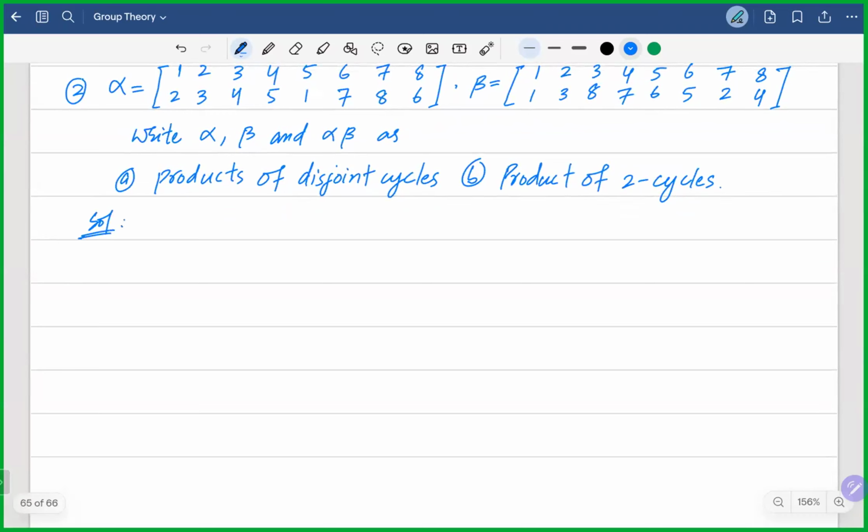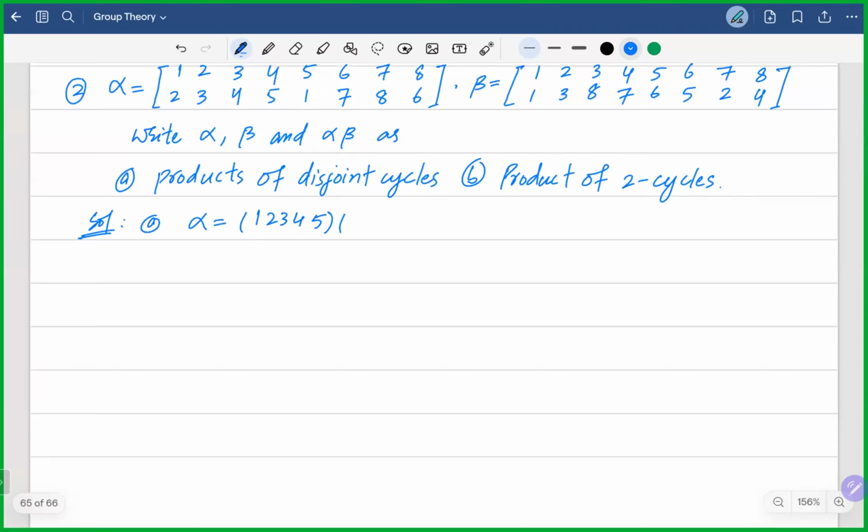Solution. So first, let's write alpha as the product of disjoint cycles. So alpha is going to be that 1 is going to 2 and 2 is going to 3. So I can write 1, 2, 3, and then 3 is going to 4. So I can write 4. And then 4 is going to 5. So I can write 5. And then 5 is going to 1. So I can close this cycle.